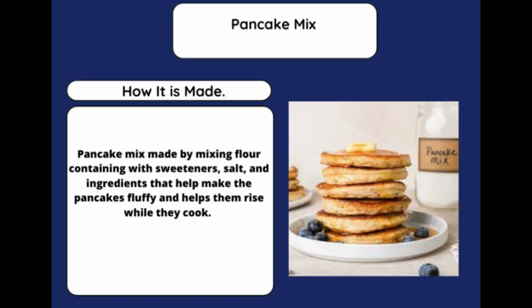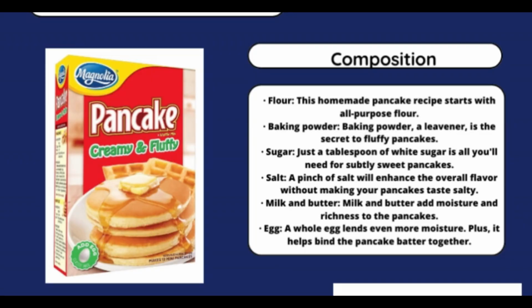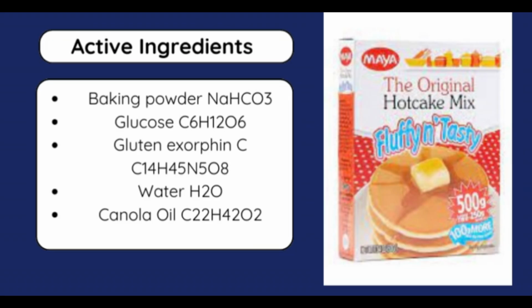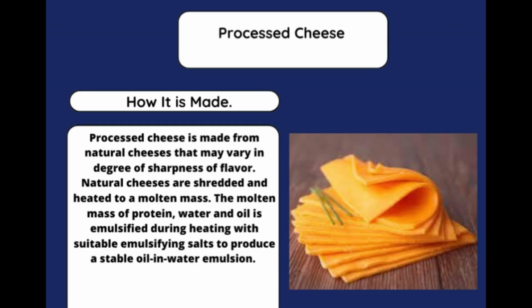Pancake mix is made by mixing flour with sweeteners, salt, and ingredients that help make pancakes fluffy and help them rise while they cook. It is composed of flour, baking powder, sugar, salt, milk, butter, and egg, just like a homemade pancake. The active ingredients here are baking powder, glucose, glucan, water, and canola oil.